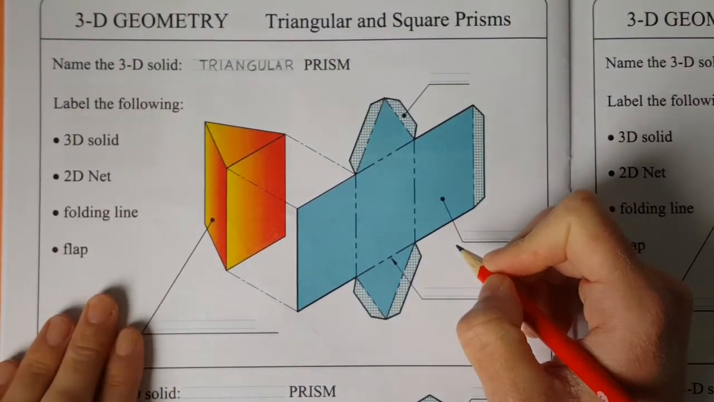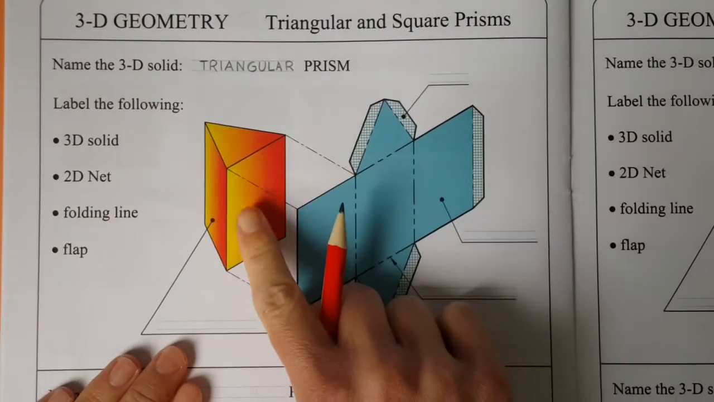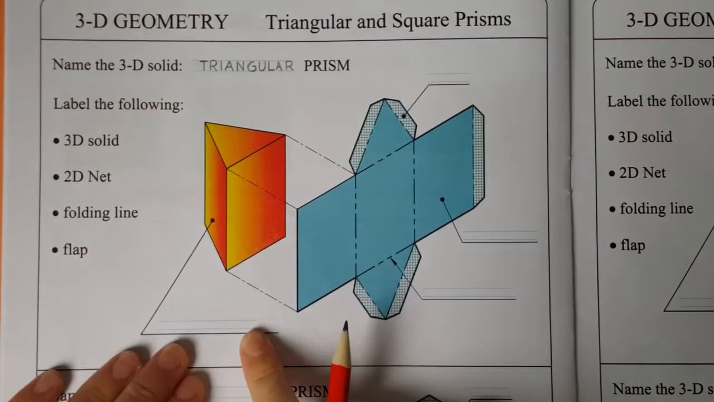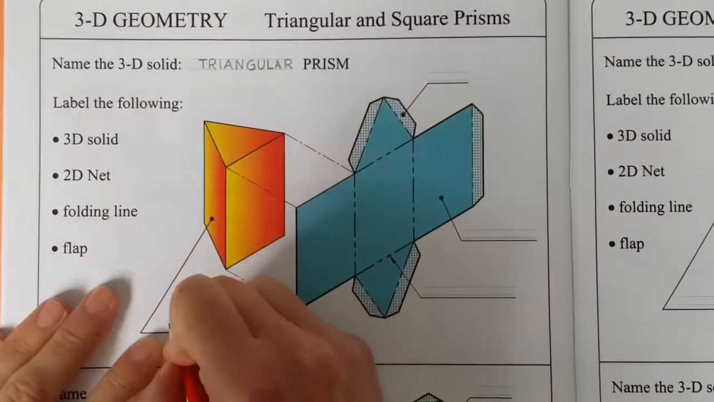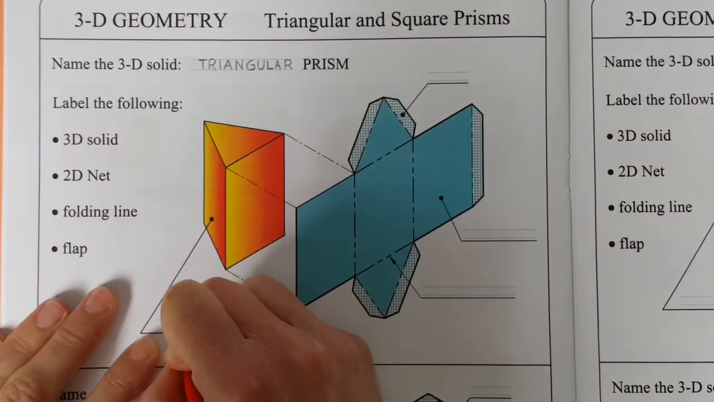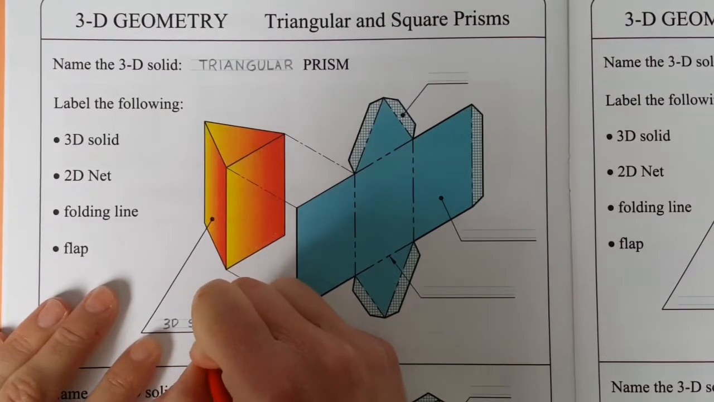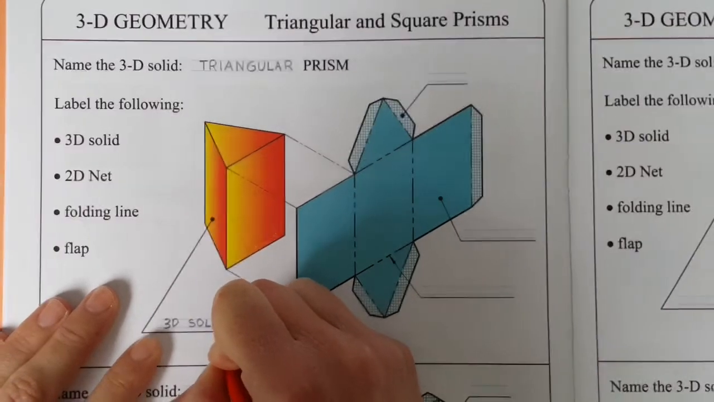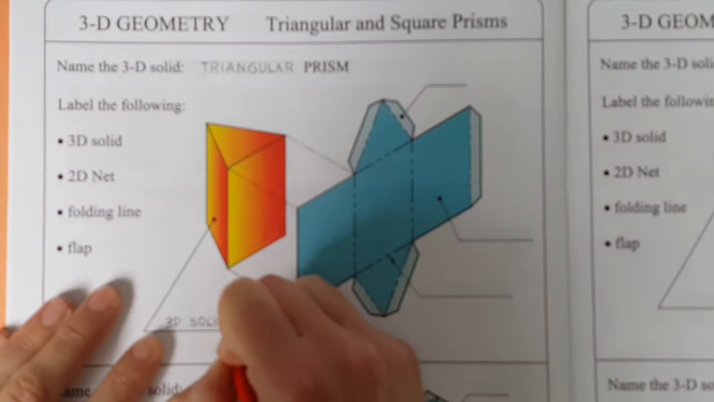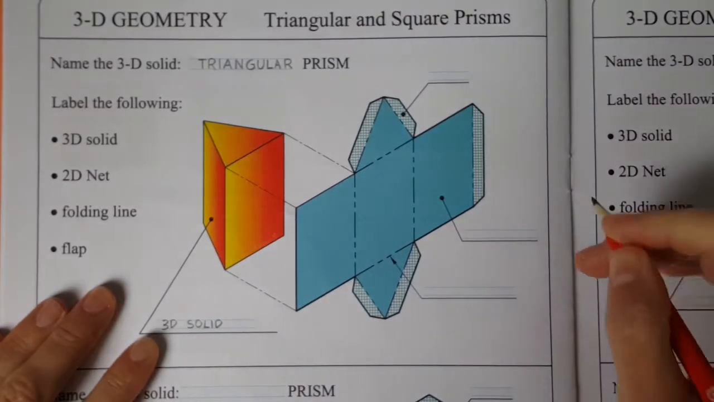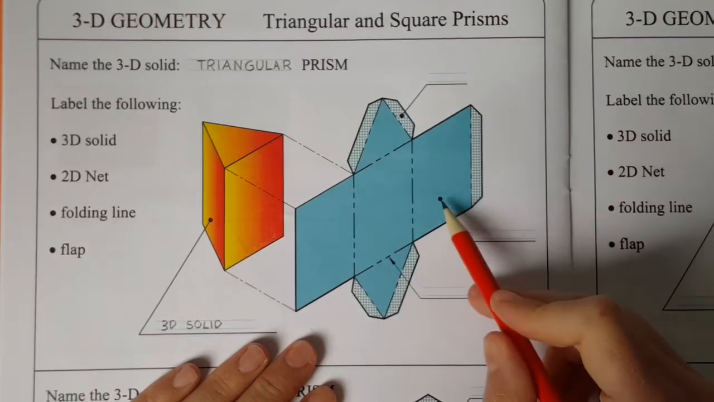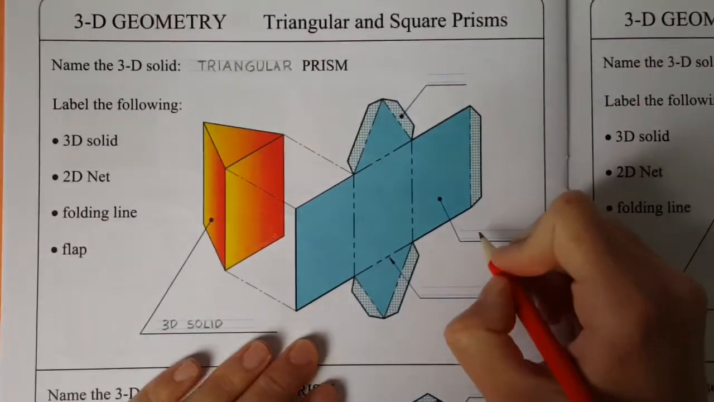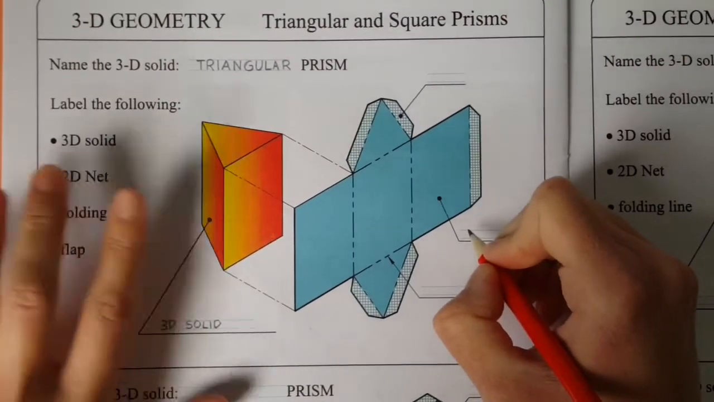Now let's start labeling. The item which I have right here is the 3D solid. So let's go ahead and write down 3D solid. Next we have the 2D net, which when folded down will form the 3D solid. So let's write down 2D net.